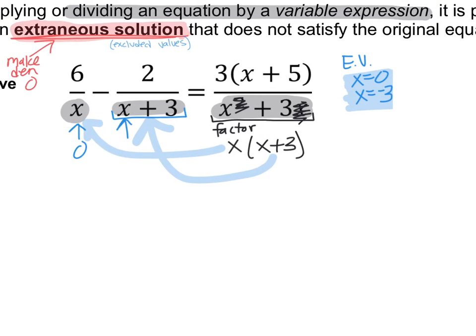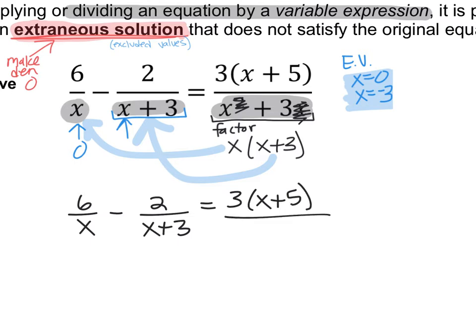All right, so I made some marks up there. So I'm going to rewrite my original equation. 6 over x minus 2 over x plus 3. And then I'm going to keep my denominator here, 3 times x plus 5. But I'm going to use my factored denominator because whenever you have an x squared in your denominator, you do need to factor it to help you get your least common denominator.